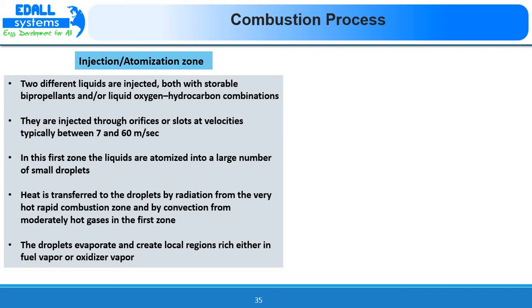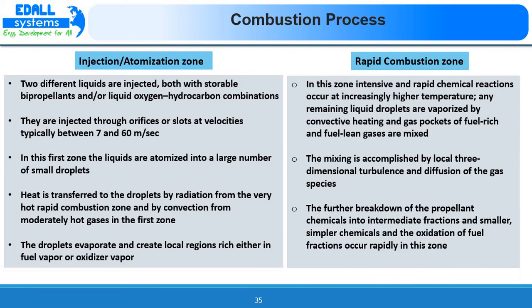Then from here the vaporization process starts, and in the rapid combustion zone, intensive and rapid chemical reactions occur at increasingly higher temperature, and remaining liquid droplets are vaporized by convective heating, and gas pockets of fuel-rich and fuel-lean gases are mixed. The mixing is accomplished by local 3D turbulence and diffusion of the gas species. So the mixing has to happen properly, such that it should not be a lean combustion, it should not be a rich combustion.